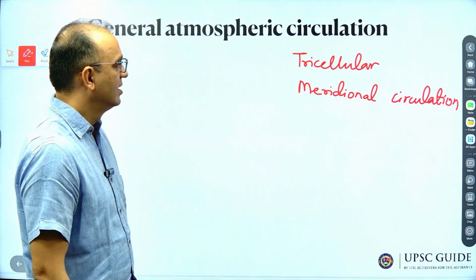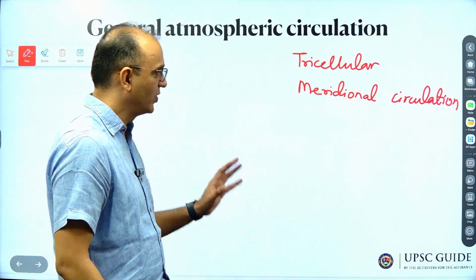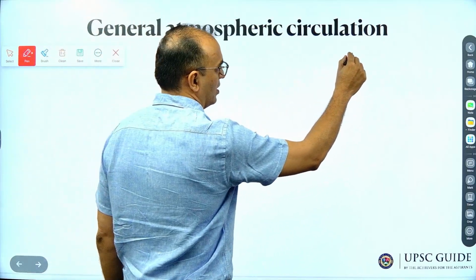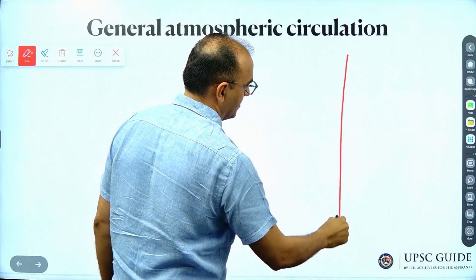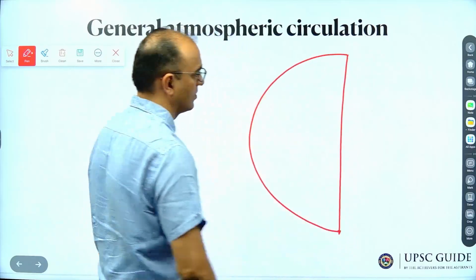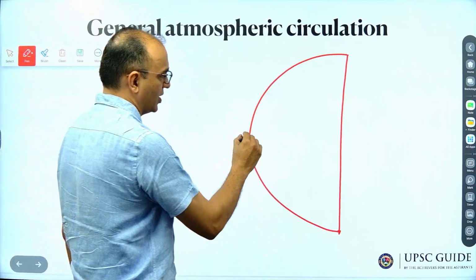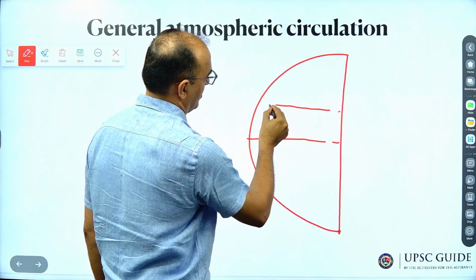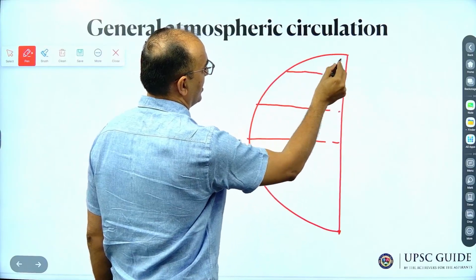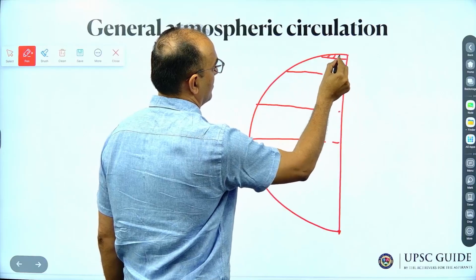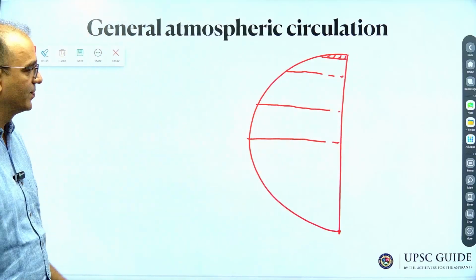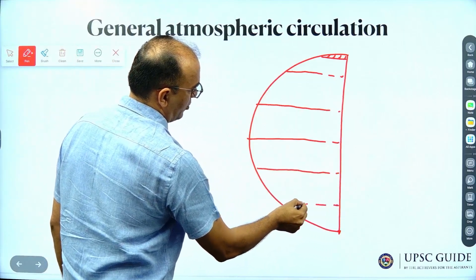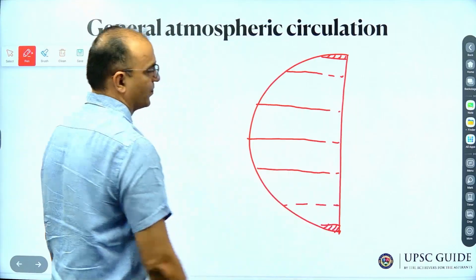Now we have already seen this partly, but we'll cover this again. If I draw half of the earth like this, and then I draw the equator here, center. I draw the subtropical high pressure belt, the subpolar low pressure belt, and this is the polar high, in the northern hemisphere. In the southern hemisphere, similarly, subtropical high pressure belt, subpolar low pressure belt, and the polar high.